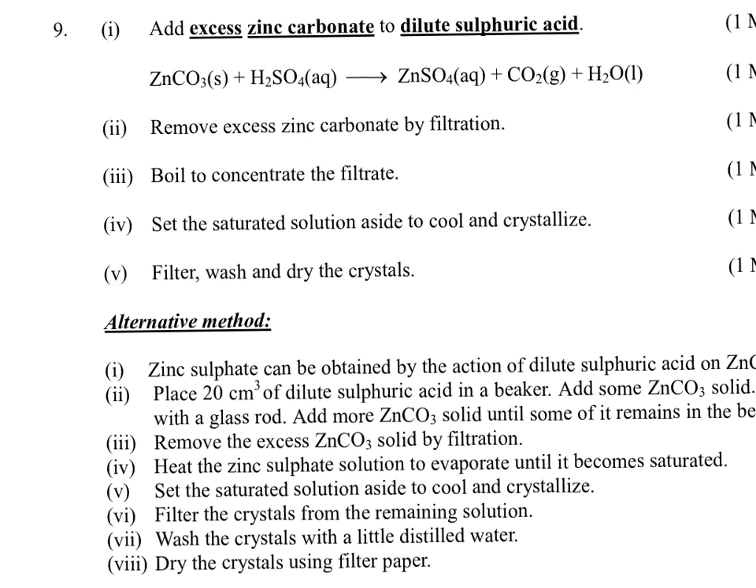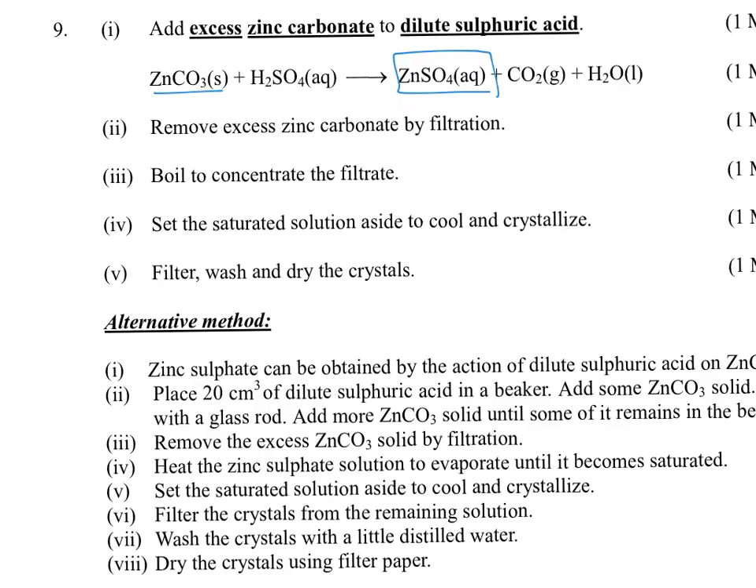Question number 9 is about the preparation of salt. What is the first step of treating this question? You need to find out whether the salt is soluble or insoluble. So to form zinc sulfate as the salt, it is a soluble salt. So you need to add either carbonate to acid or alkali to acid to perform neutralization in order to form the salt, but not precipitation.